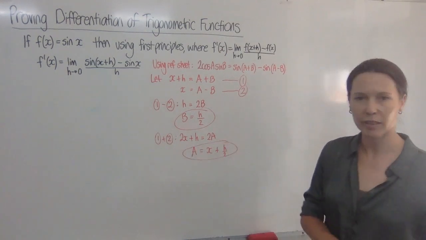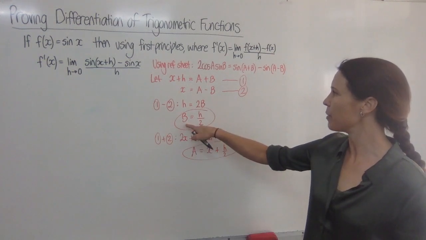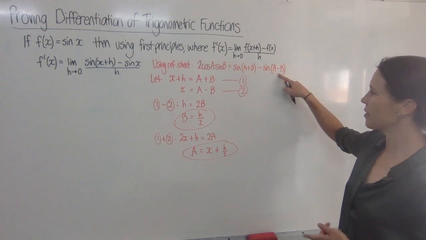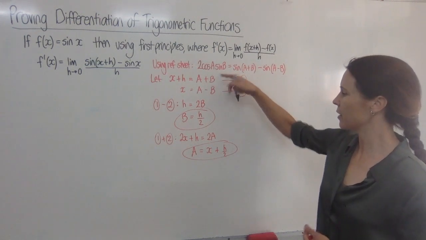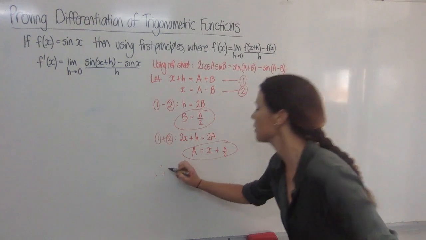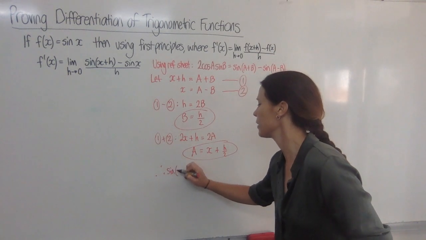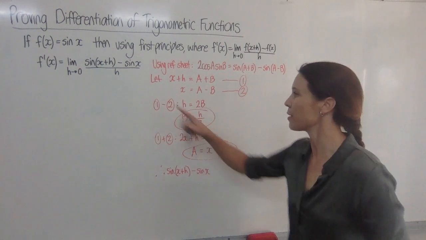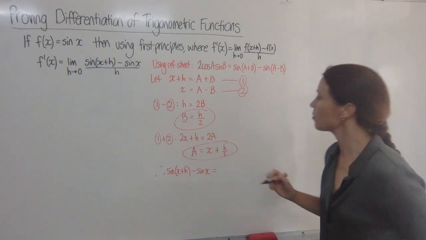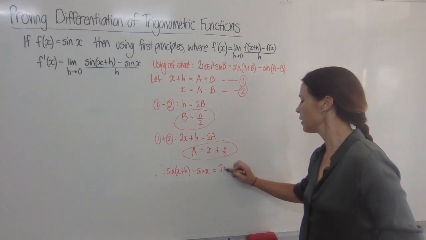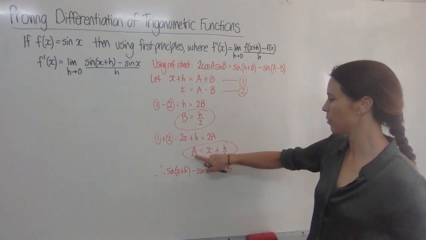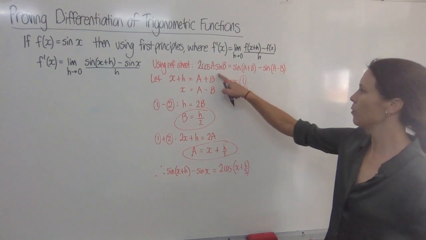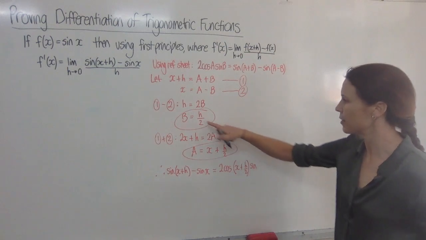Okay, so now I've got a little expression there for big A, and for big B, I can go all the way back up here and say, look, I've got something that looks like this, and I want to turn it into that. So now I can say, therefore, the sine of x plus h minus the sine of x, so that's my whole numerator there, is equal to 2 cos big A, where big A is this, so let's put it in brackets, multiplied by the sine of b, where b is h on 2.